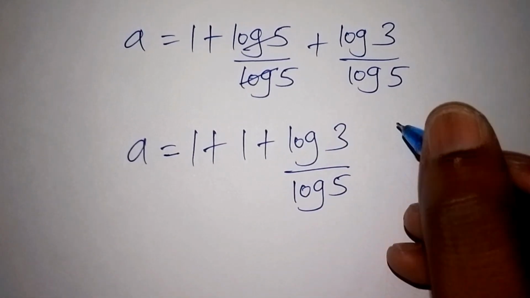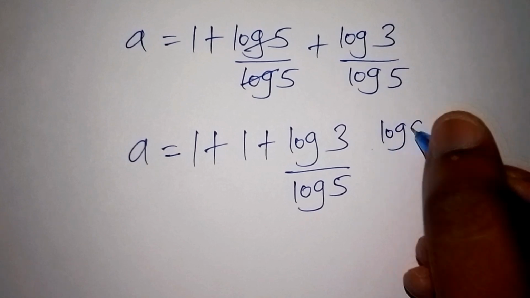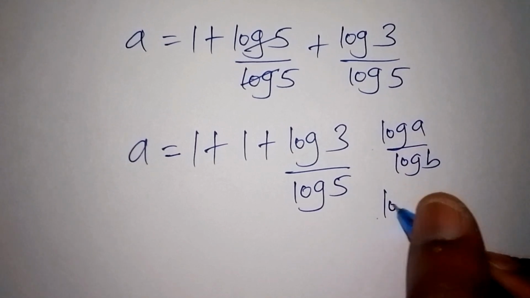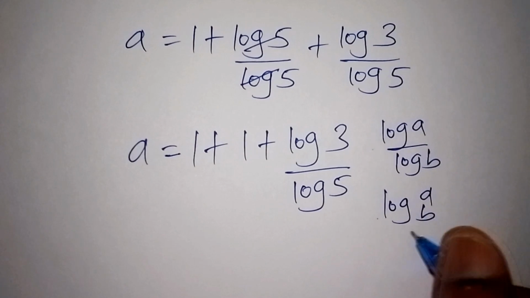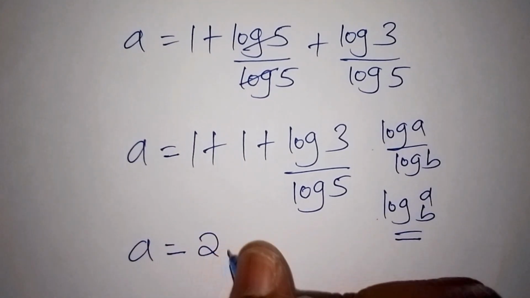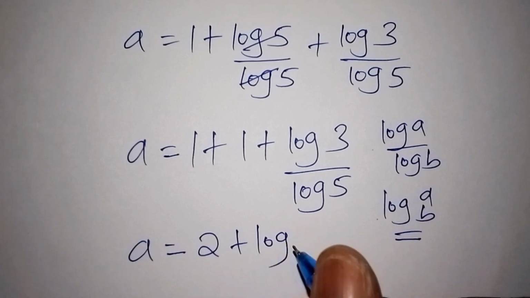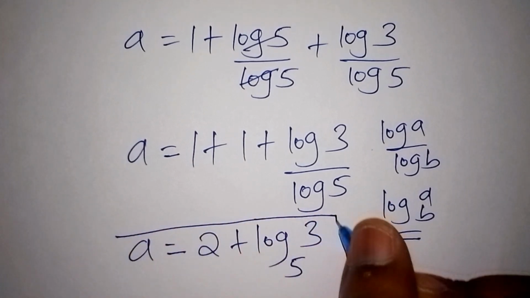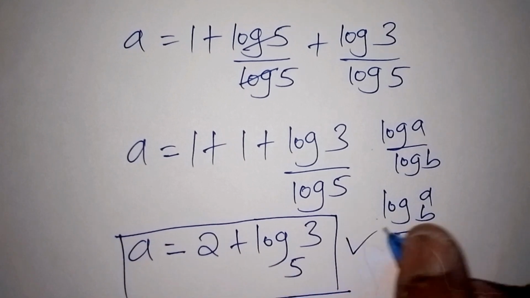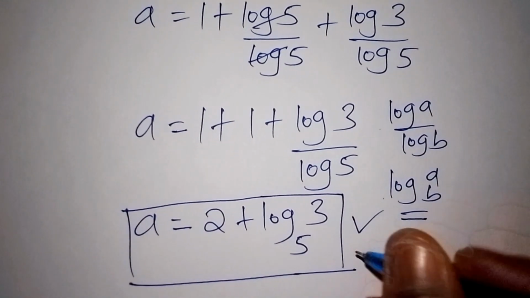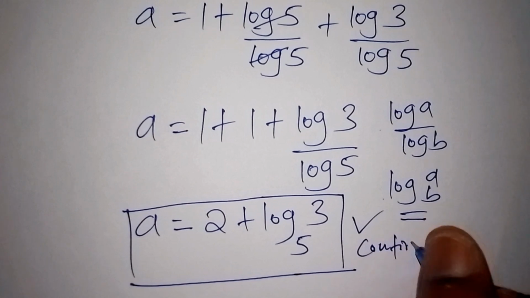Assuming that we have the log of a all over the log of b, this can also be written as the log of a to the base of b. So in this case our a is equal to 1 plus 1, which is 2, plus the log of 3 to the base of 5. Now this shall be our answer for the value of a. We can still confirm and check if it is really the correct answer.